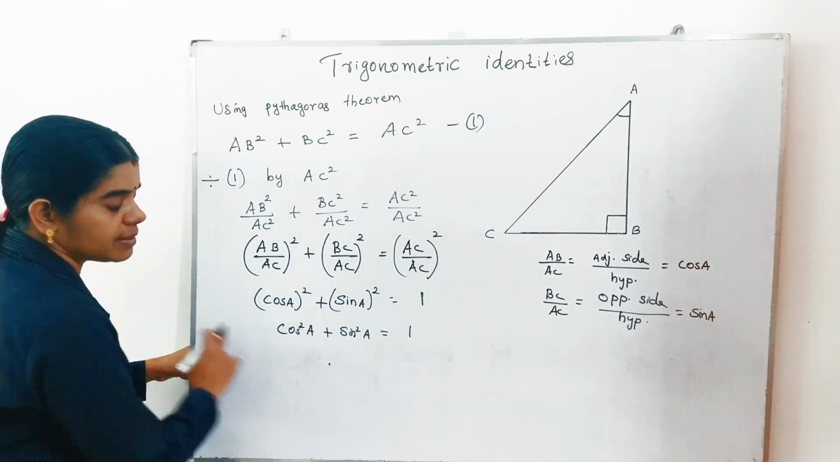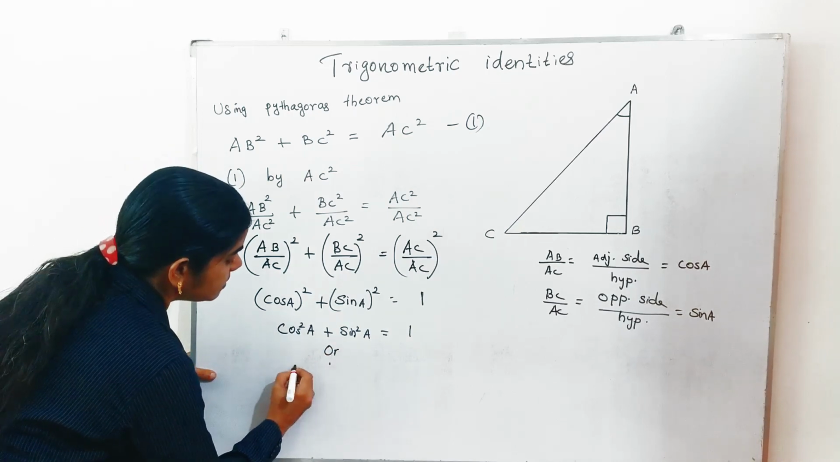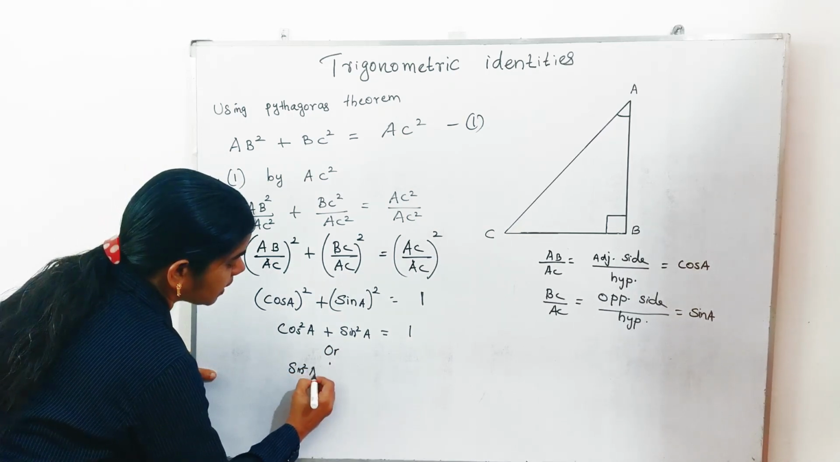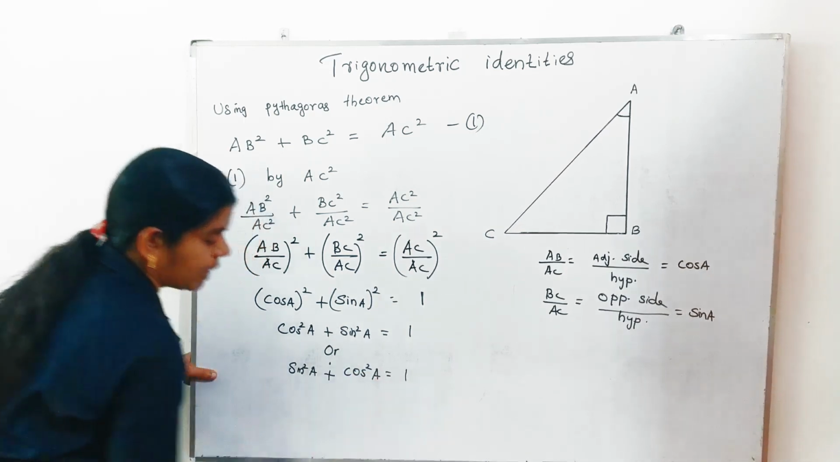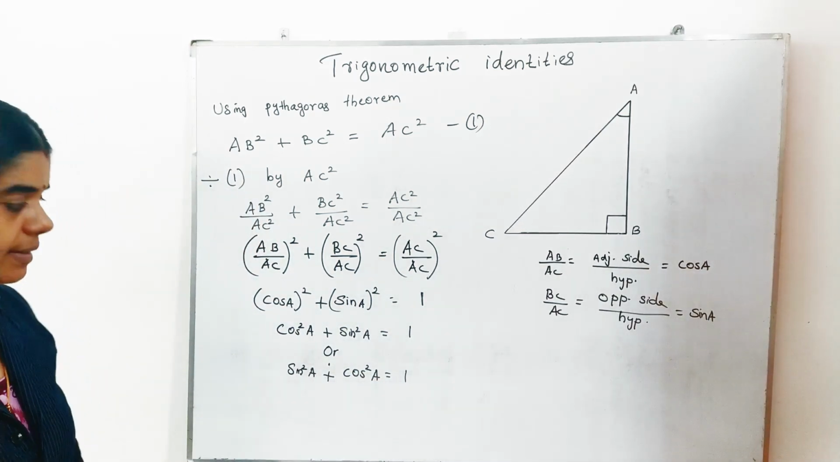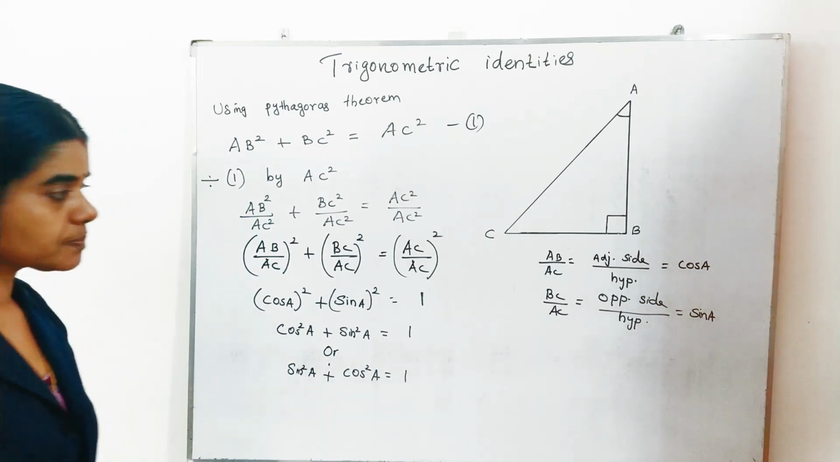Cos square A plus sine square A is equal to 1. If you want, you can write the sine square first: sine square A plus cos square A is equal to 1. This is our first identity. Sine square A plus cos square A is equal to 1.